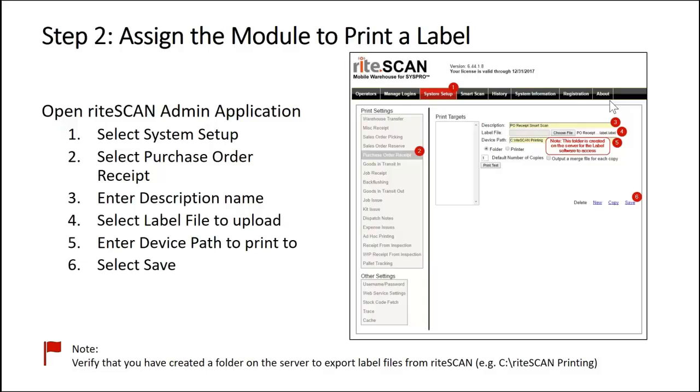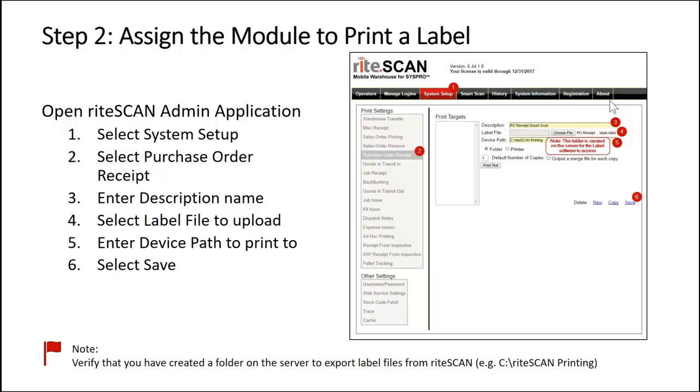And one thing to note, if you already have your label printing automation in place, what you're going to have is a folder on your server that riteSCAN exports your label files to. So each transaction is going to put those label files to that folder. So for example, I've created my label folder already. I have a folder on my C drive that's named riteSCAN printing, and it's just an empty folder that it'll point to to export all of the data to.